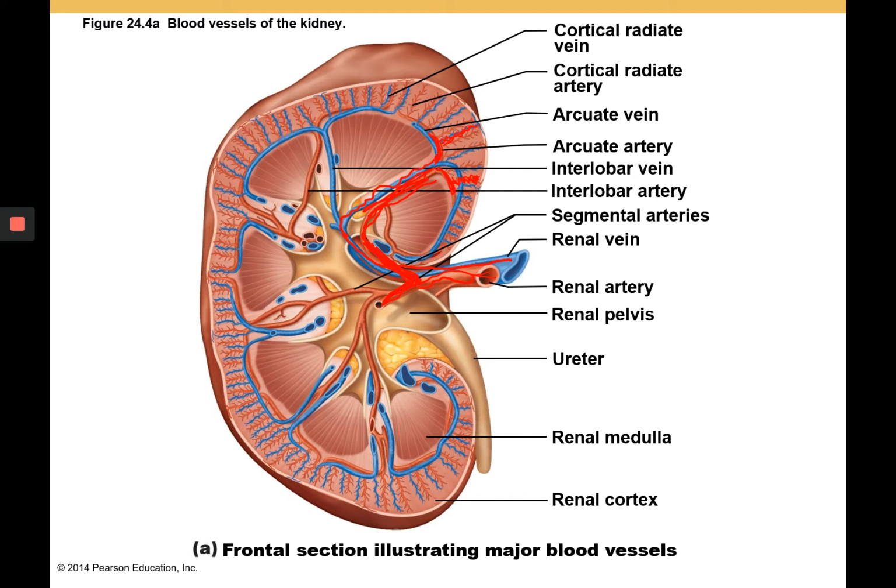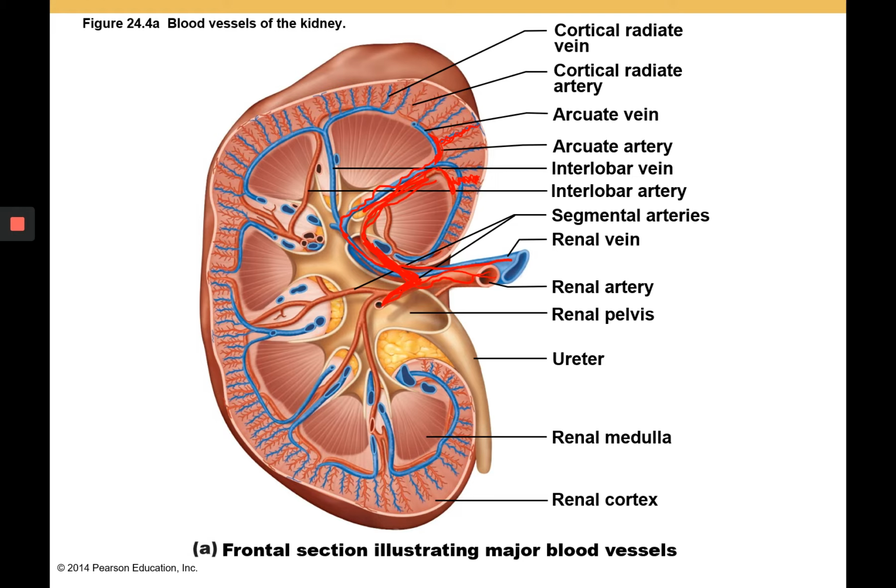All right, so blood enters the kidney via the renal artery. The renal artery then branches into the segmental arteries. The segmental arteries branch into the interlobar arteries. The interlobar arteries then branch into the arcuate arteries. The arcuate arteries then branch to the cortex and are called the cortical radiate arteries. The cortical radiate arteries lead to the afferent arteriole, which leads to the glomerulus. The glomerulus is drained by the efferent arteriole, which leads to the peritubular capillaries or vasa recta.